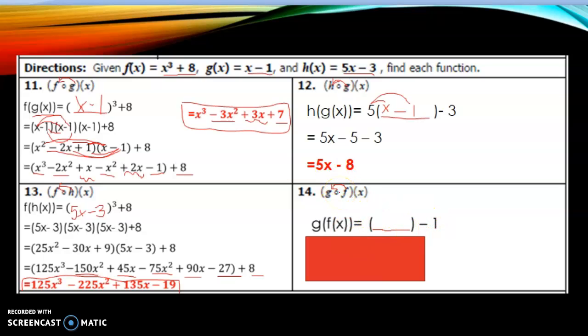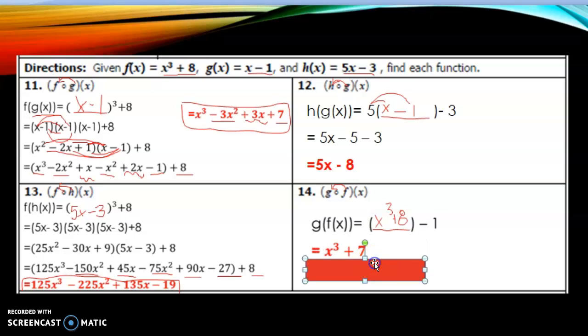Now I'm going to plug in, well, what is f? f is the function x cubed plus 8. So that's what's going in the parentheses, the x cubed plus 8. Okay, well, if it's in parentheses and I'm subtracting, those parentheses, again, don't matter, because what follows the minus sign is just a number by itself. So I'm only subtracting 1.